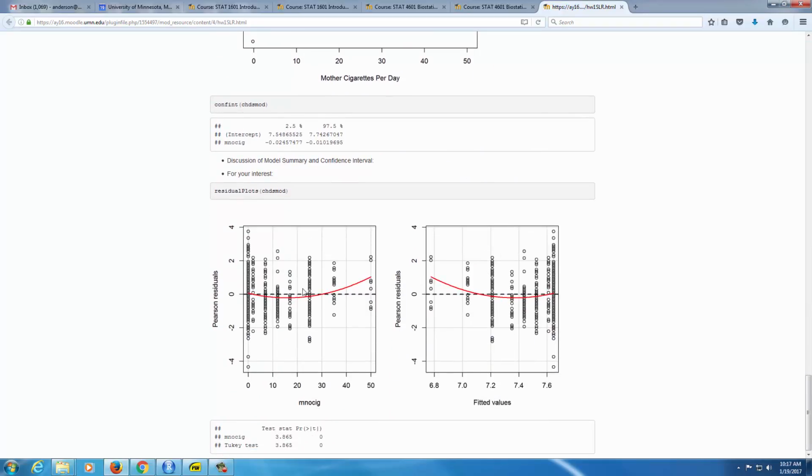Just for your interest, I've given you some residual plots here which seem to show some curvature in the relationship. And remember that residual plots, if the model is good, shouldn't really show any evidence of curvature. Hopefully this will help you get started. Let me know if you have questions.